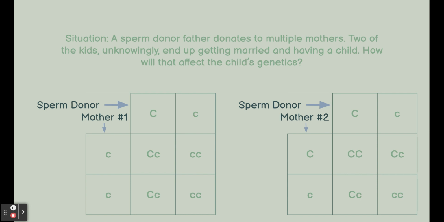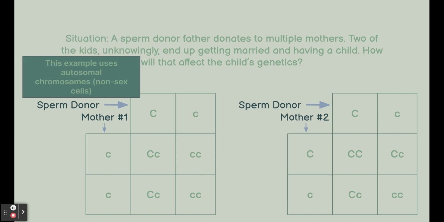So mother one is a homozygous recessive carrier, and we're going to call C curly hair. And then for mother two, big C is curly hair, because you use the dominant trait to determine the letter. And then mother two is heterozygous. So the Punnett square shows the potential for their children. This example is using autosomal chromosomes, which are just non-sex cells.